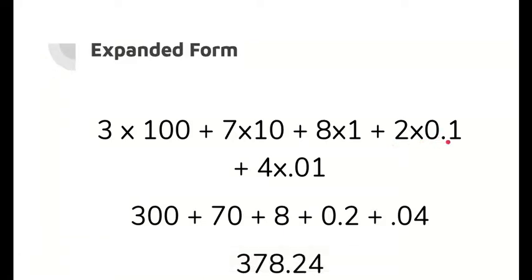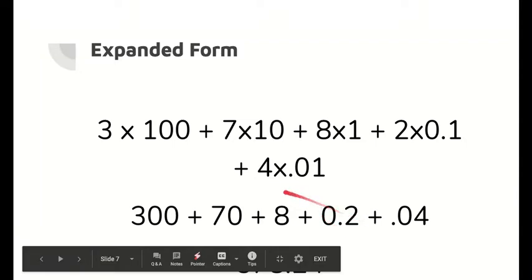2 times 1/10, meaning I have 2 one-tenths, it's going to be 2 tenths. 4 times 1/100, I'm going to have 4 hundredths. And when I add all of that up, my grand total is 378 and 24 hundredths.